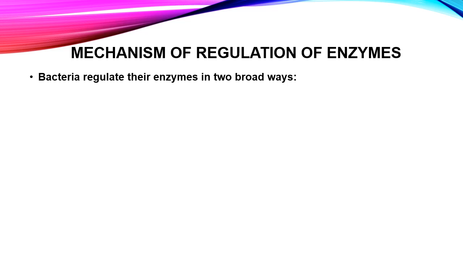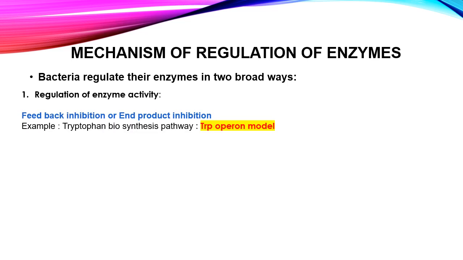Bacteria regulate their enzymes in two broad ways. The first is regulation of enzyme activity. Here the enzyme is already present in the system, only its particular activity is regulated, not the synthesis of this enzyme, but the activity of this particular enzyme is inhibited. In this category comes the feedback inhibition or the end product inhibition.